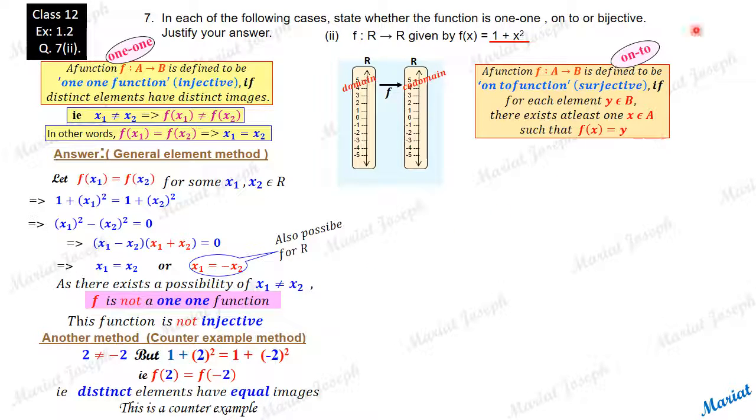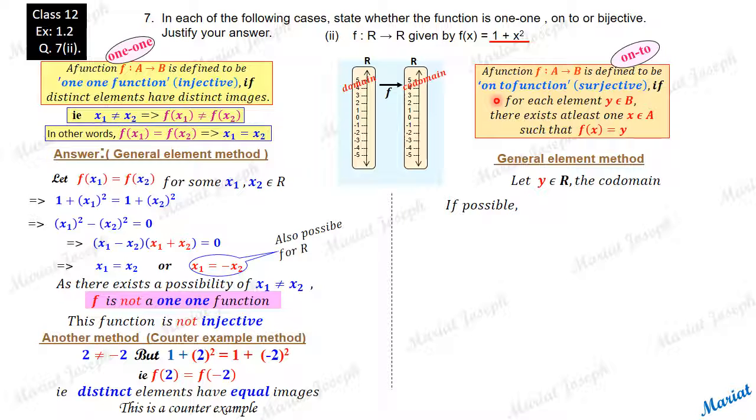Let's see whether it is an onto function. A function f defined from set A to set B is called onto function or surjective function if for each element that we take in the codomain, we should be able to find at least one x in the domain such that the image of that x is the y that we have taken here. Let me go by an example. Let y belong to R in the codomain. I'm taking a y here.